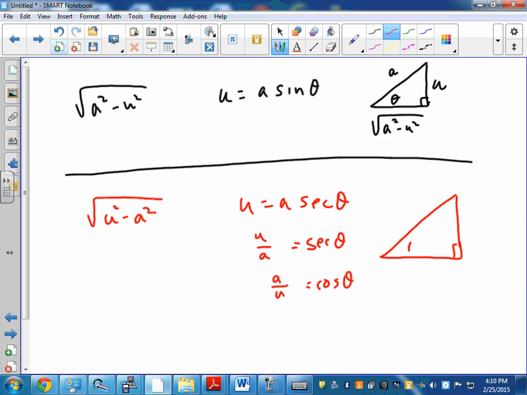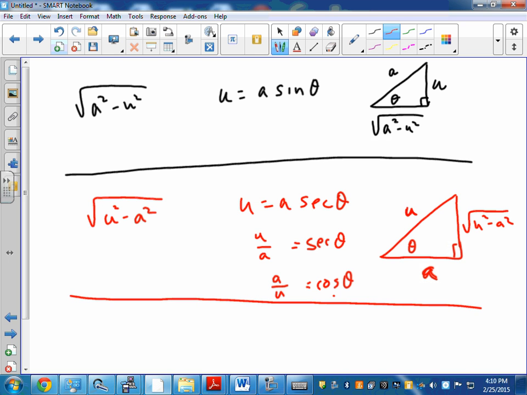Okay, so once again, put your little angle down here. Now we're going to have the a and the u, and this now is the square root of u squared minus a squared. Right? The cosine is adjacent over hypotenuse, so that's the a and the u, and then use Pythagoras to get that. That's the second one.